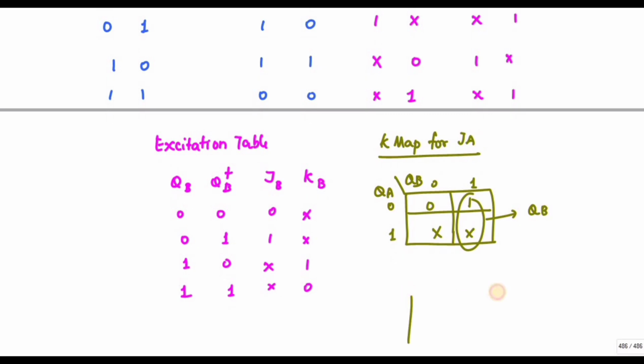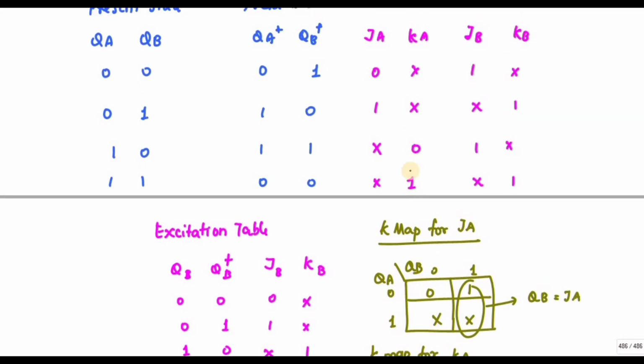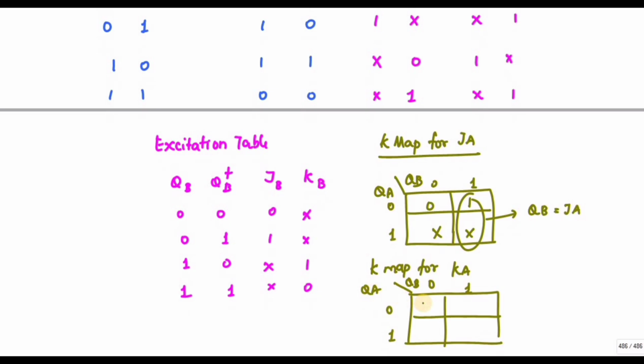Similarly, I'm going to write the K-map for K. So this is my J. K-map for K, this is QA and QB. I'm just substituting the values XX, 0, 1. So this is nothing but QB. So K is equal to QB.